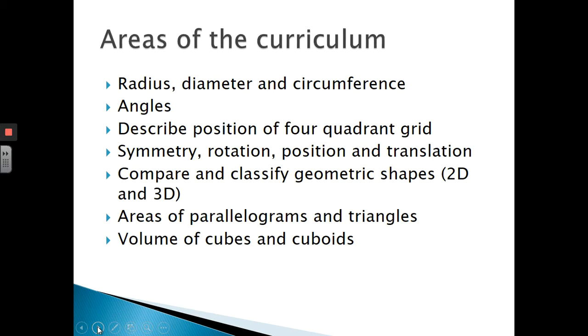They tend to start with just 1 quadrant to begin with, and also to compare and classify geometric shapes. Also looking at area of parallelograms and triangles, as well as the rectangle. And they will be looking at volume, but just really cubes and cuboids around Year 6. Okay, so that's the areas covered in a nutshell.